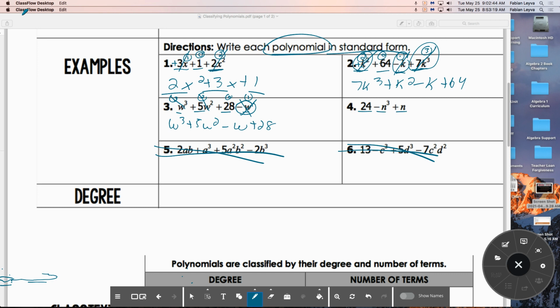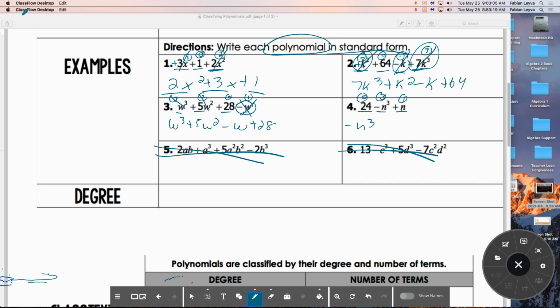These are all terms. Again, how do I know they're terms? Because they're separated by a plus or a minus. What would be the exponent of this 24? 0. What would be the exponent of this term? 3. And then this one would be a 1 because, again, if it's not written on a variable, it is a 1. So what do you guys think about order? Which one should go first?